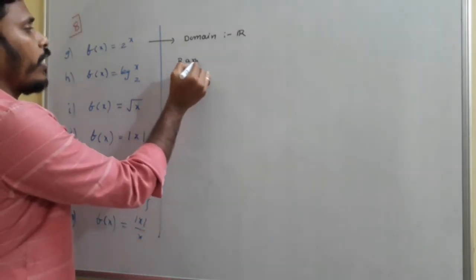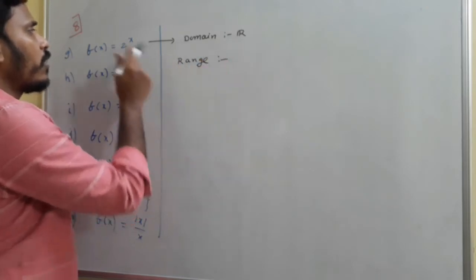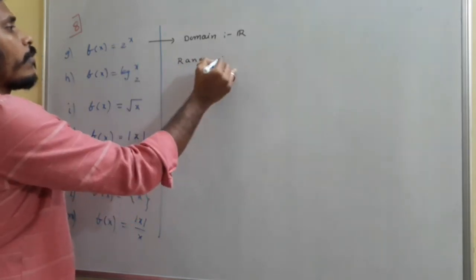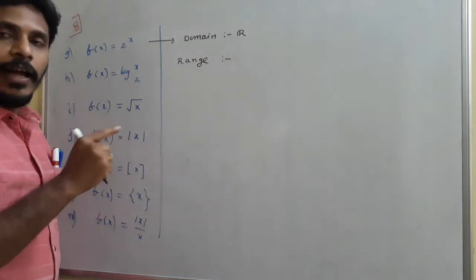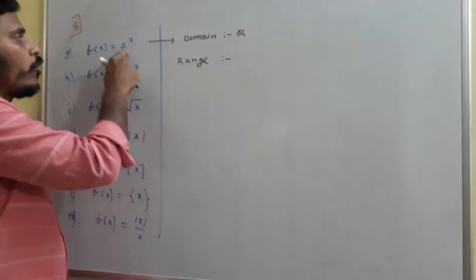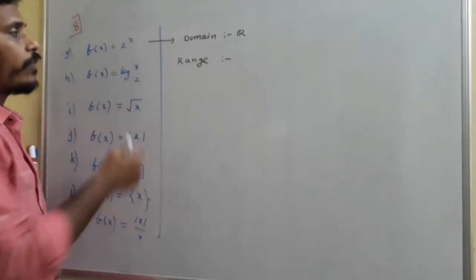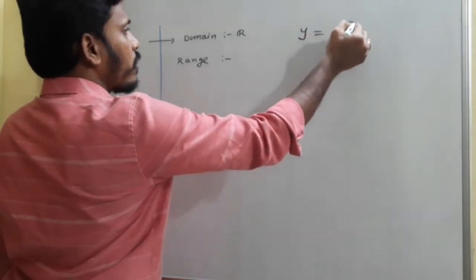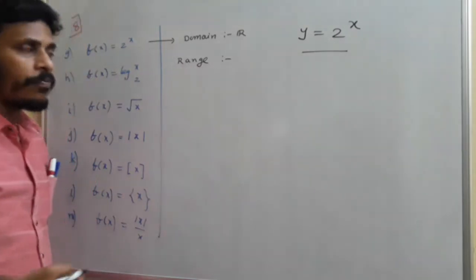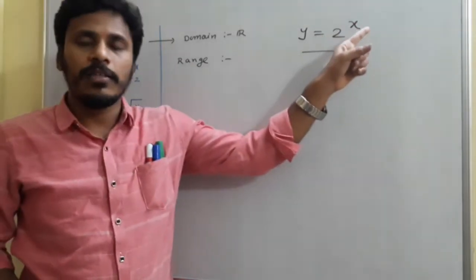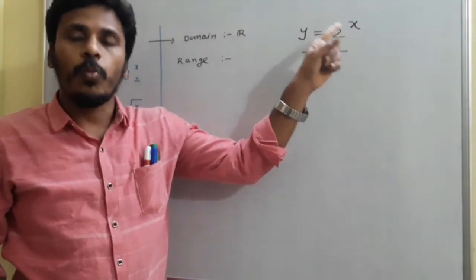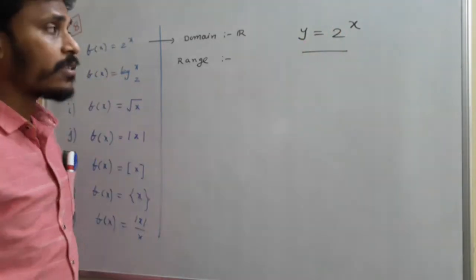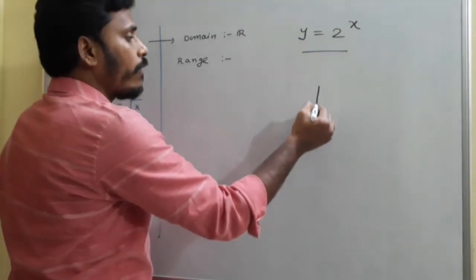Whereas coming to the range, see, just think about it. If you take 1, the value is 2. If you take 2, the value 2 square is 4. If you take 3, the value 2 cube is 8. Okay, we are thinking about 2 power x. Just pay attention to this. And suppose if you take x is equal to 0, the value is 1. And if you take x is equal to minus 1, what will happen?